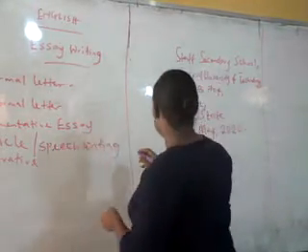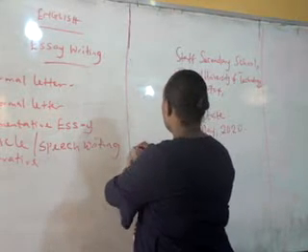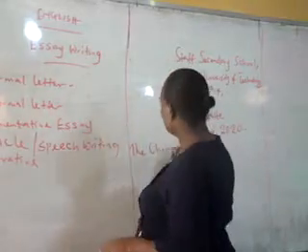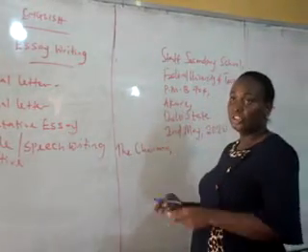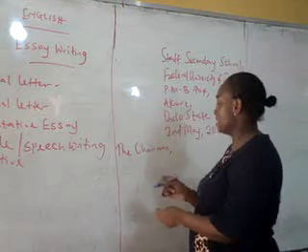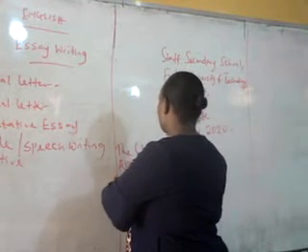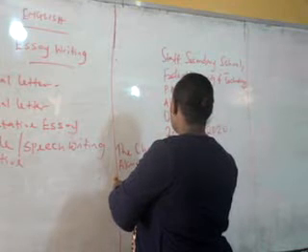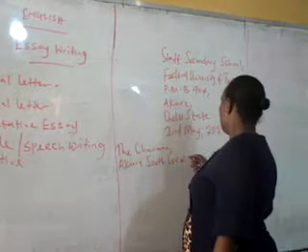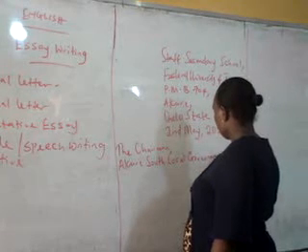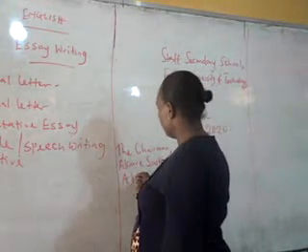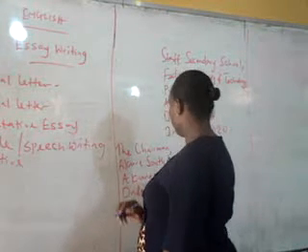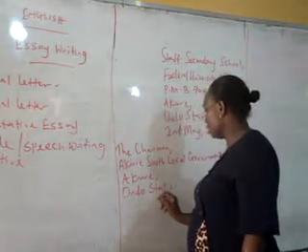So I'm going to write the address of the person I'm writing to. We have the chairman. Don't leave any space between this and this. Just go to the next line in your paper. Just write the chairman, Akure South Local Government, Akure, Ondo State. Full stop. Then you continue.